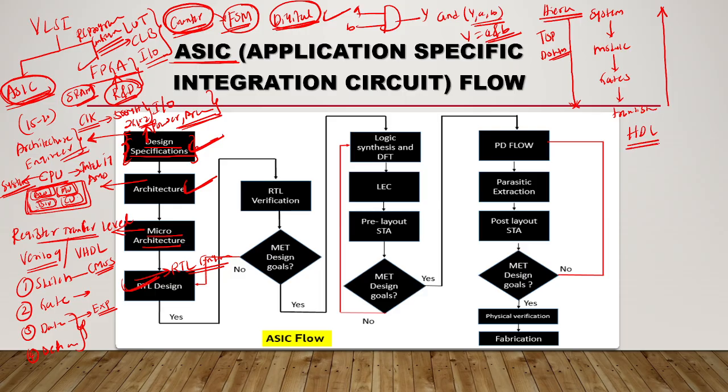HDLs are the hardware descriptive languages. You have software languages also, like C, C++, Java, Python, and all those things, no? So these will not convert into hardware. They will just develop the application only. But with the HDL, we can convert the program into hardware. That is gate level netlist. Gate level netlist. Okay. RTL design.